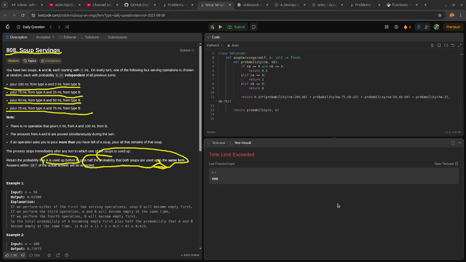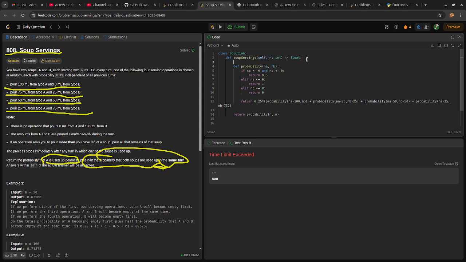Time limit exceeded. In the case of a recursive function, there's a Python built-in decorator we can use, which is lru_cache. With this we can save some time by skipping some recalculation.